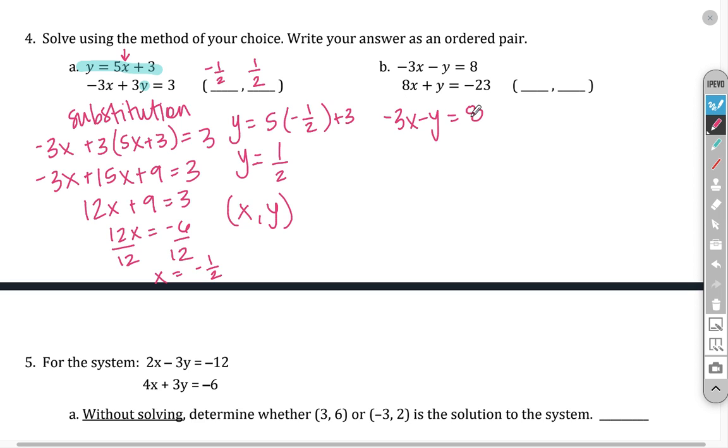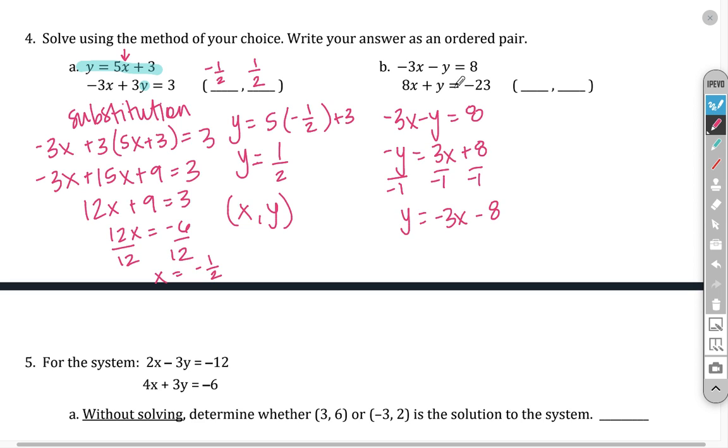We're going to move the 3x by adding it. So we've got negative y equals 3x plus 8. And then to make this y positive, we're going to divide by negative 1. So we get y equals negative 3x minus 8. When you divide by the negative, it just changes the signs of everything else. All right, so now we've got this one set to y.